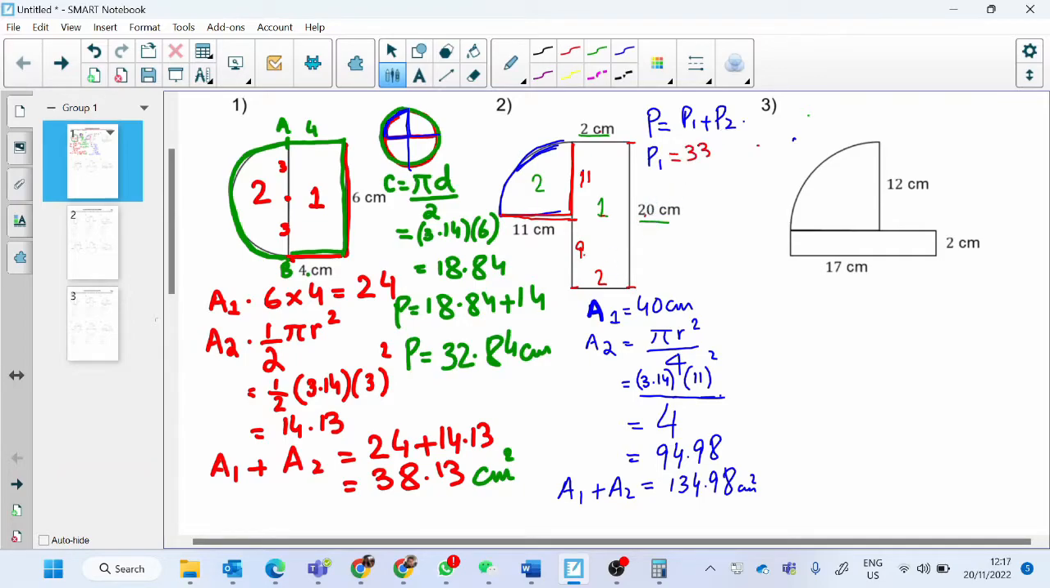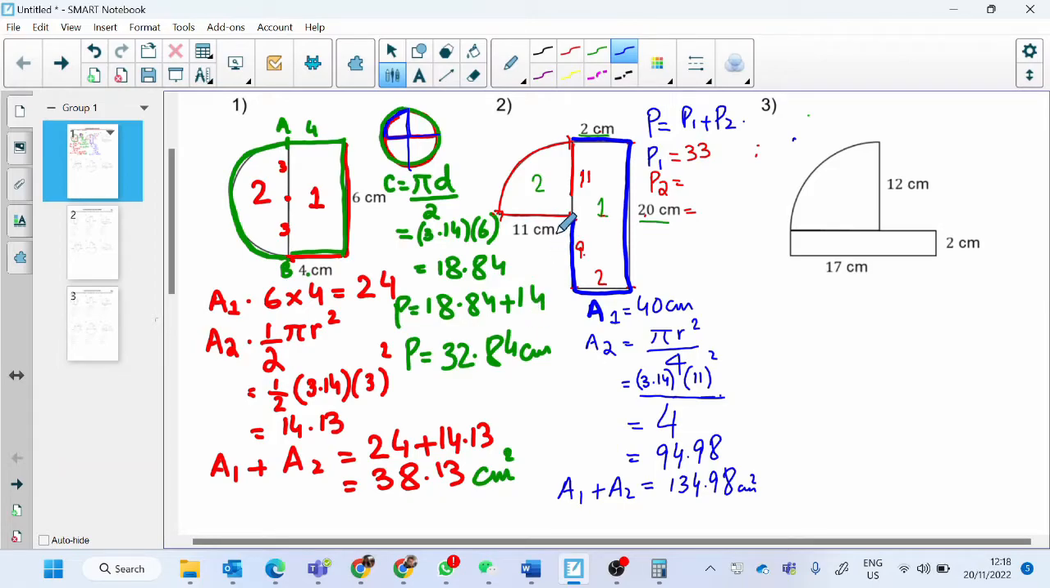So the perimeter of the first shape will be 2 here, 2 here, so 2 plus 9 plus 2 plus 20. And now we have to find the perimeter of the second shape, and the second shape is 1/4 of a circle. The circumference of P2, from this place to this place, is the arc length of this sector, and then we also need this 11, which is the radius. So we have already calculated the first one, this portion.